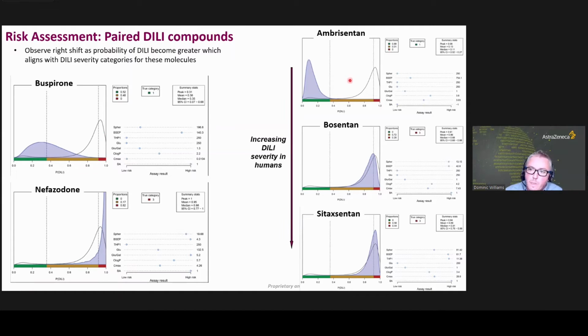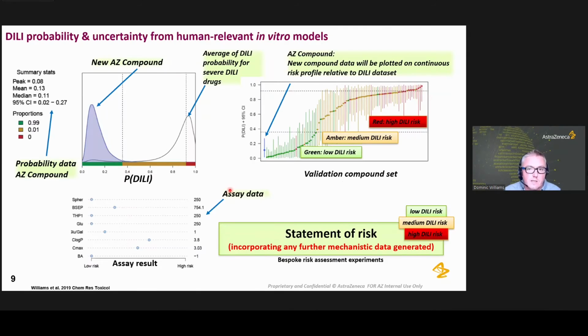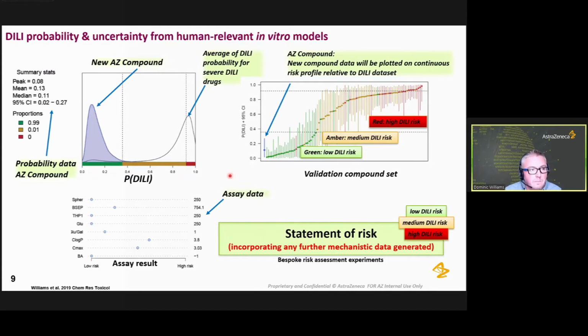Similarly with ambrisentan, bosentan, and sitaxentan, they get more clinically dangerous and hazardous as we go down the slide, and consequently the risk profile is seen as increasing. And so this is what we use in AstraZeneca at CDID for understanding part of the risk of a molecule.